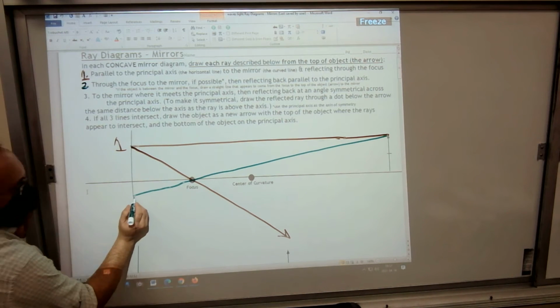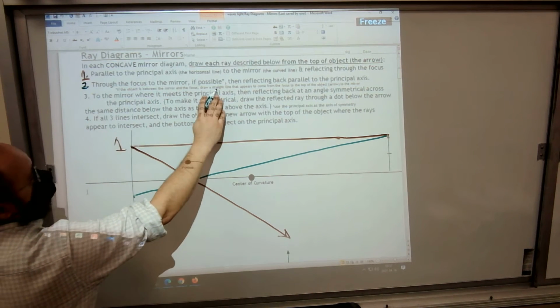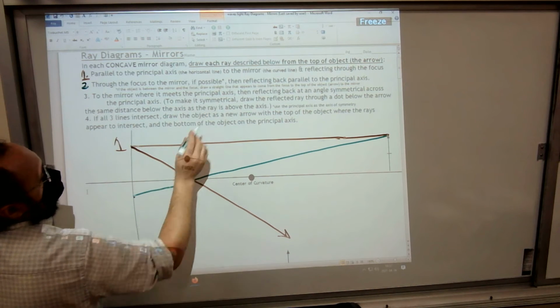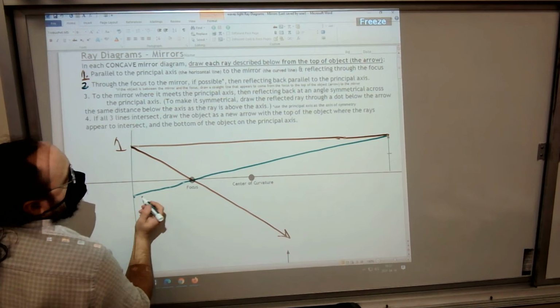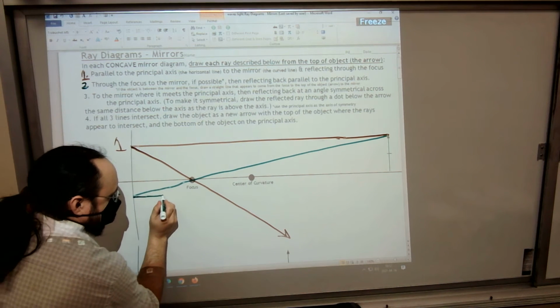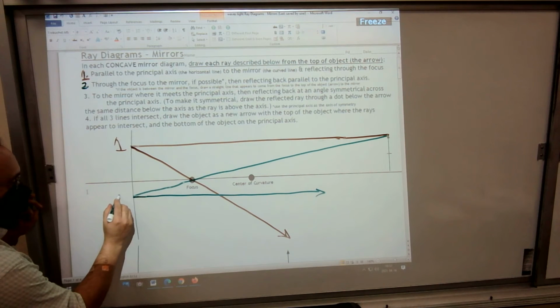And here's what it says: through the focus to the mirror, if possible. Yep, through the focus to the mirror, and then reflecting back parallel to the principal axis. When you get to number 5 and 6, you'll see the if possible thing. But hopefully, like I said, I'll get to show you all those. Okay, that's number 2.